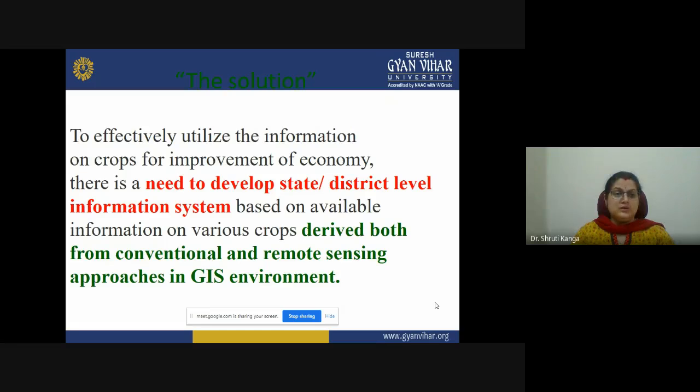Then the solution. Okay, so what can be the solution for the improvement of different crops, so that we can directly or indirectly improve the economy of that particular place? To effectively utilize the information on the crops for the improvement of economy, there is a need to develop a state or district level information system based on the information of various crops derived both from the conventional and remote sensing approaches.